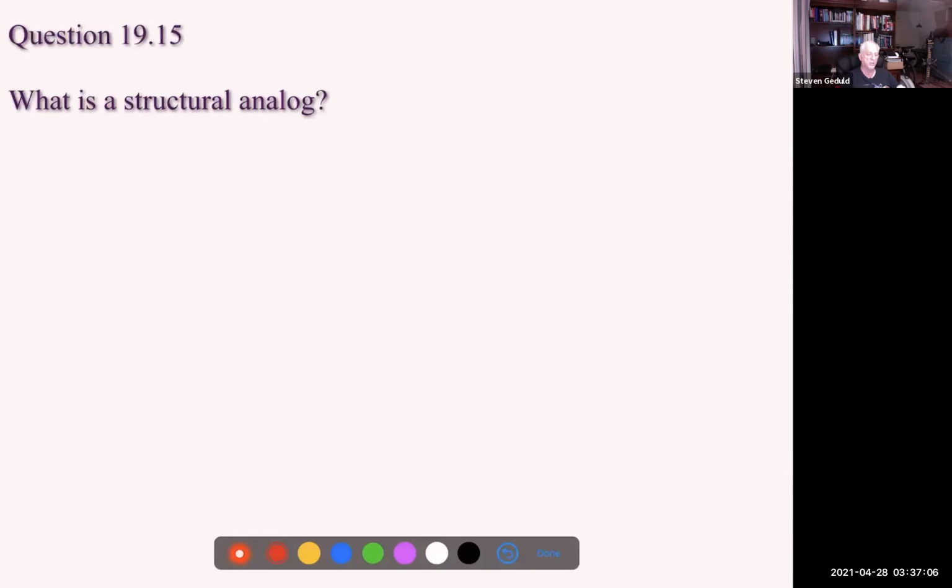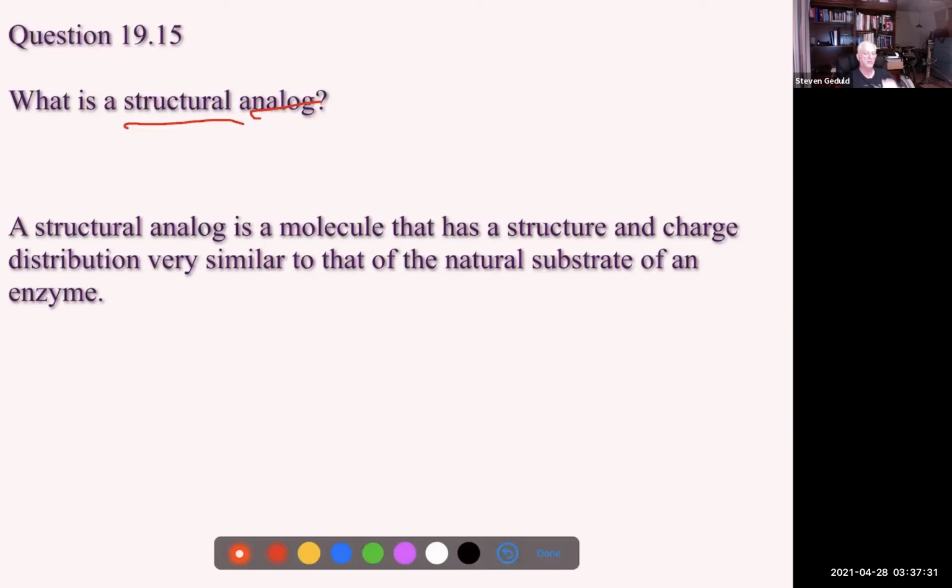And what is a structural analog? Structure means it has the same structure. An analog is the same shape and structure, but it's a copy. That's what an analog is. So a structural analog is something that will bind to the same active site because it has the same shape and charge. A structural analog is a molecule that has a structure and charge distribution similar to that of a natural substrate, so it can bind to the active site in place of the substrate.